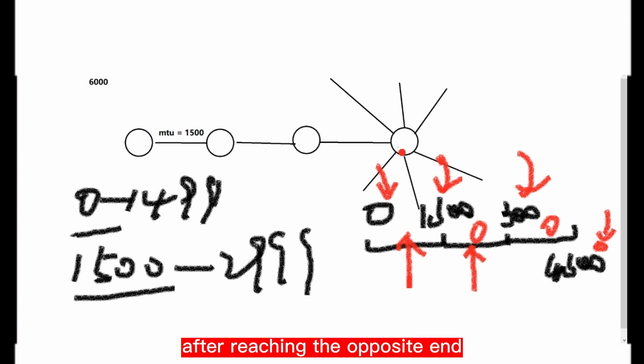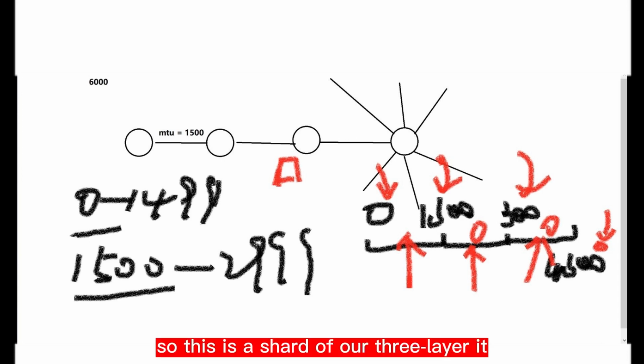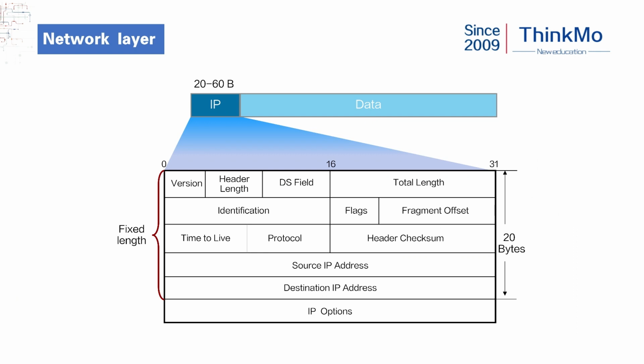After reaching the opposite end, after receiving the last message, we can put it together like a puzzle. So this is the shard mechanism of our layer 3, with which we can finally restructure the message. Alright, I'll go on.